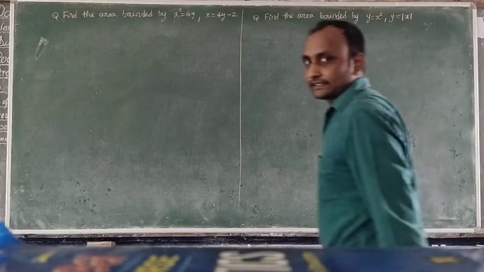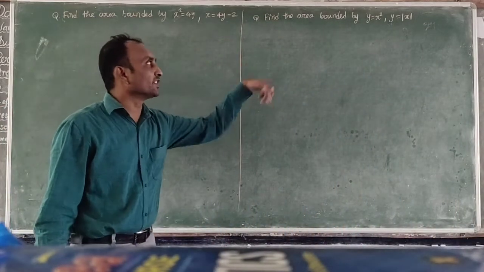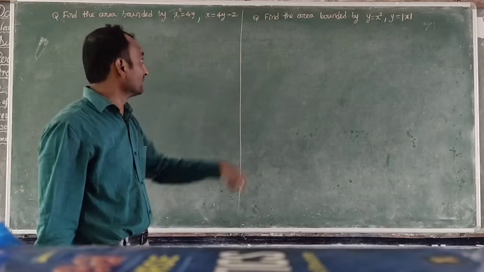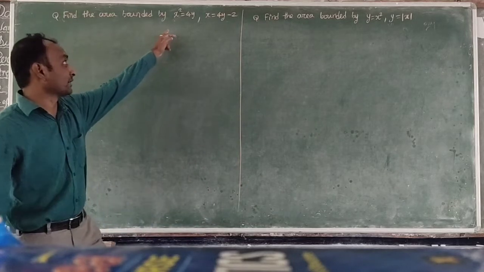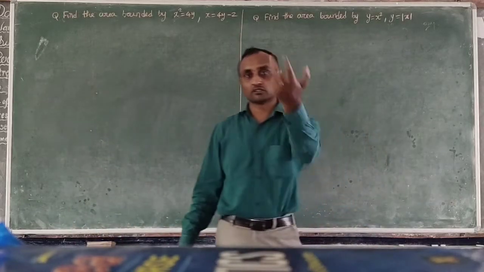So now I will discuss: find the area bounded by y equal to x square and y equal to mod x. There is one parabola and the modulus function given. How to find this area?